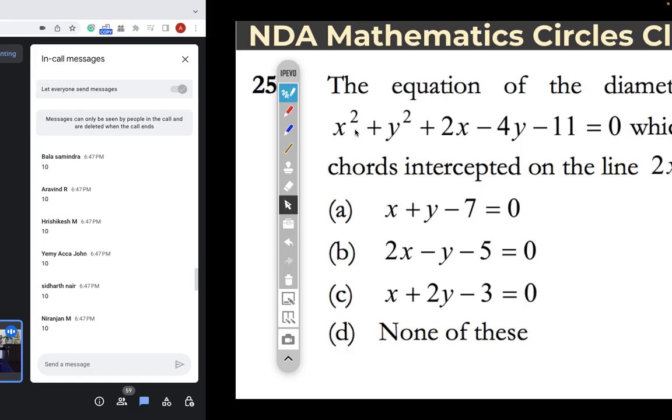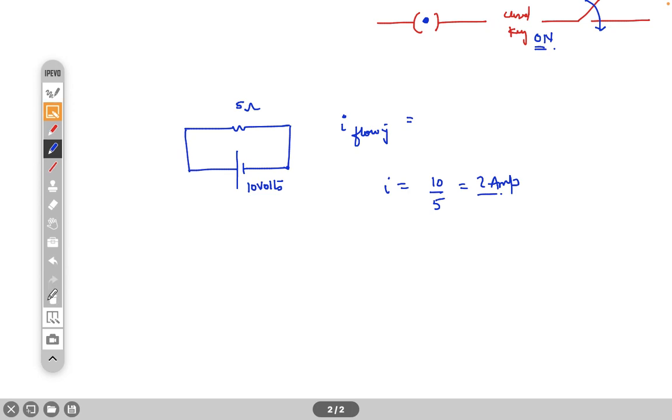Am I sharing the screen? Yes, I am sharing the screen. So our chapter now is permutations and combinations.